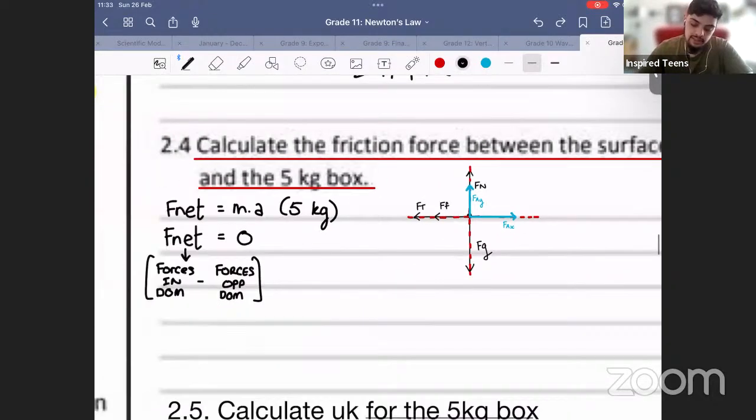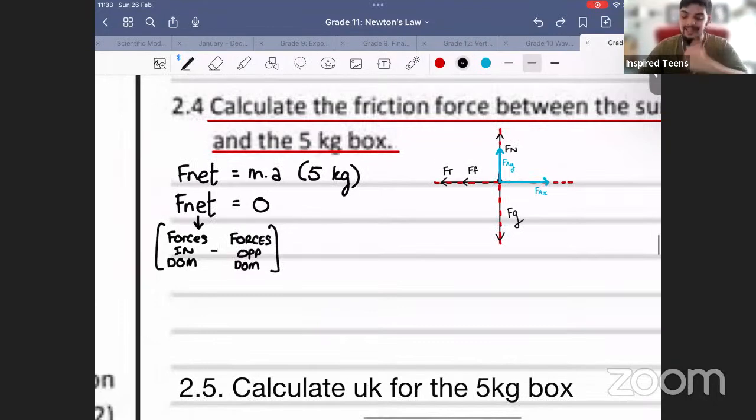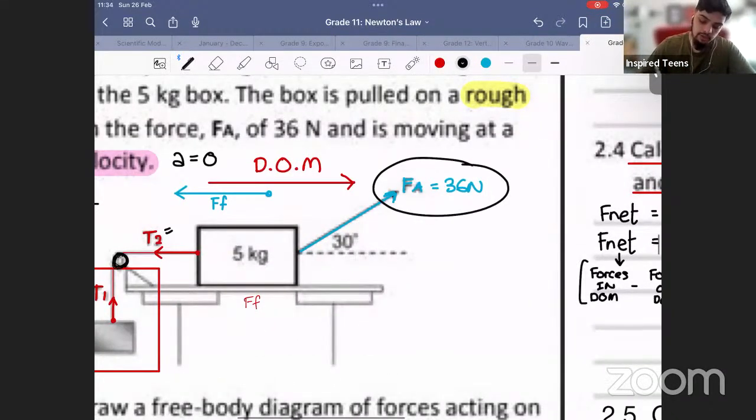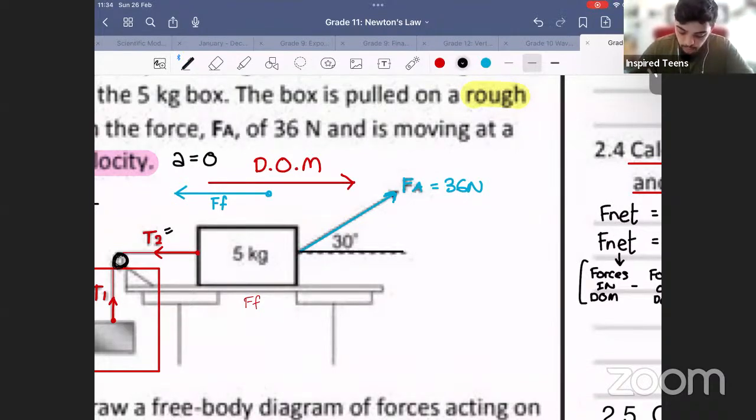Which force is in the direction of motion? I see an Fx. That is 100% correct. F applied X is actually the force that's in the direction of motion, not F applied. Even though, yes, technically F applied is the force that's being applied and it's moving this box to the right, its horizontal component is the component that's moving this box to the right.